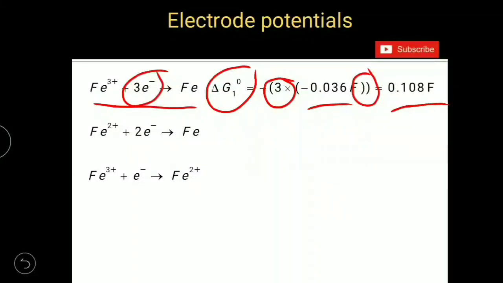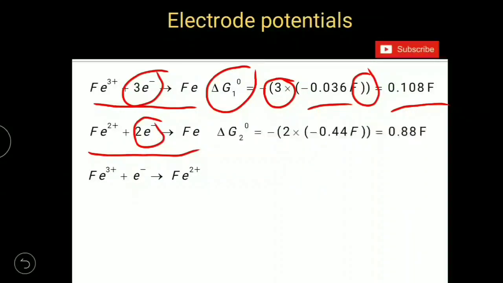In the second equation, we got N value 2 and E naught value is -0.44. So if you substitute these values in the formula delta G naught is equal to minus NFE naught, then you will get minus of 2 into -0.44 Faradays, which will be equal to 0.88 Faradays.